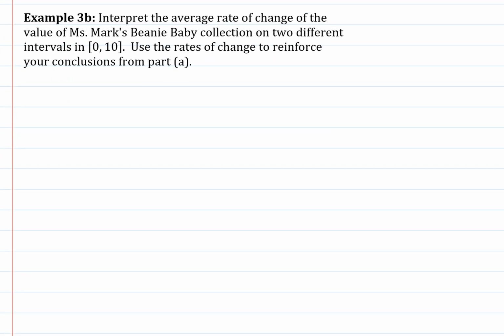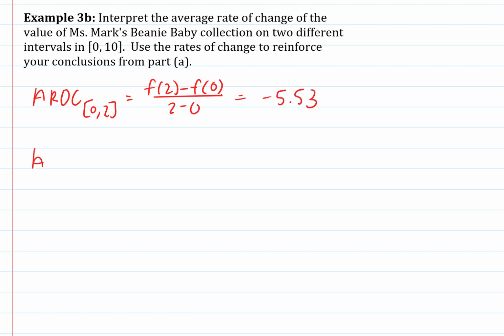If we want to interpret the average rate of change of the value of her collection over 2 different intervals, we can just choose. So let's say we want to know the average rate of change on the interval from 0 to 2. So you need f of 2 minus f of 0, which you can find by substituting. And you should get negative 5.53. And the average rate of change on a different interval, let's say from 8 to 10, you take f of 10 minus f of 8, substitute to find those y values, then you're subtracting and dividing, you get negative 4.58.